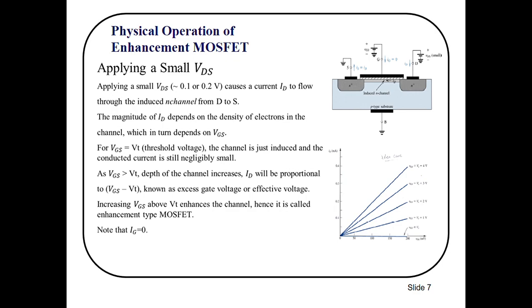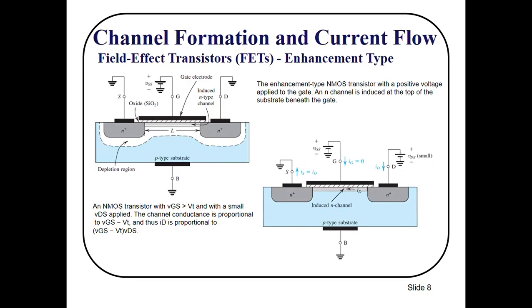If your VGS becomes greater than Vt, then the depth of the induced channel increases and ID will be proportional to VGS minus Vt. So this VGS minus Vt is known as effective overdrive voltage. In case of your MOSFET, always your Ig is equal to 0. So here you can see your enhancement type of MOSFET.